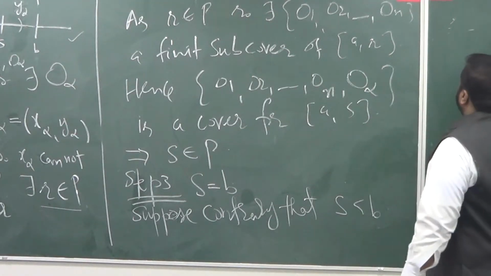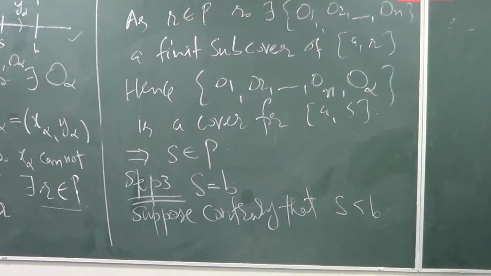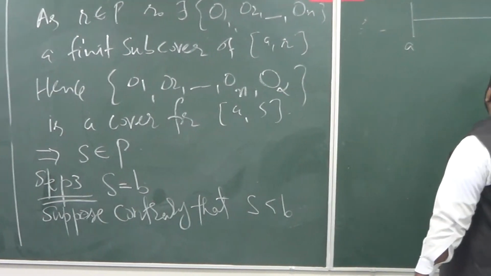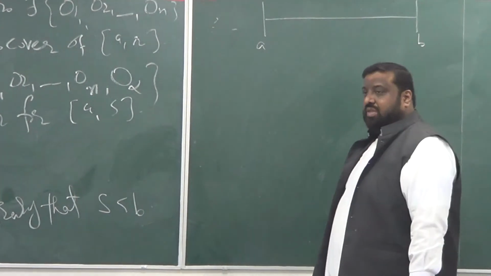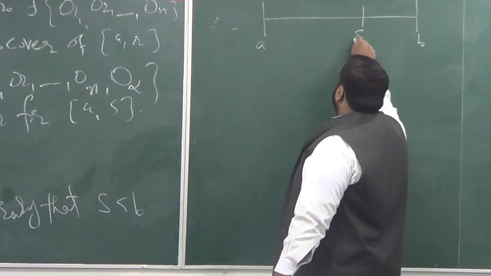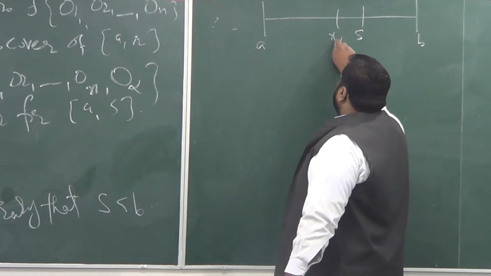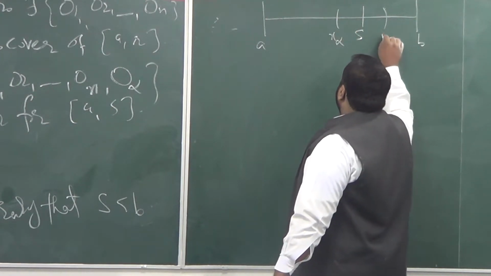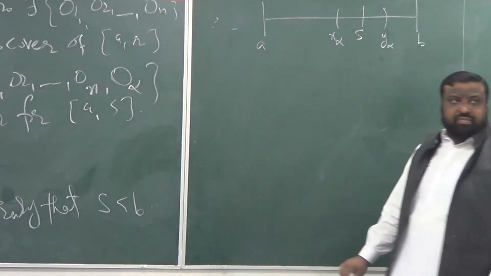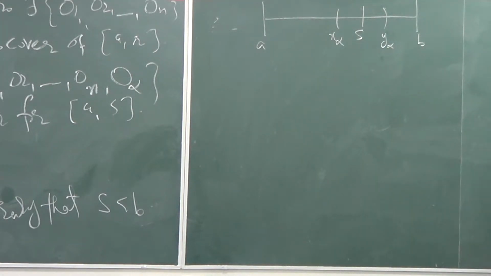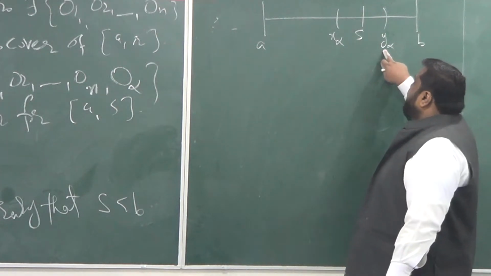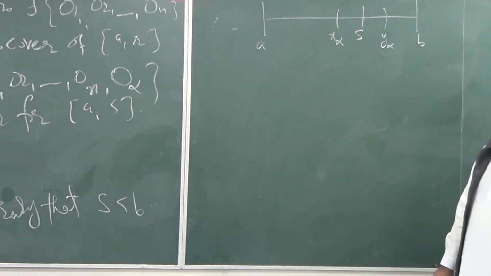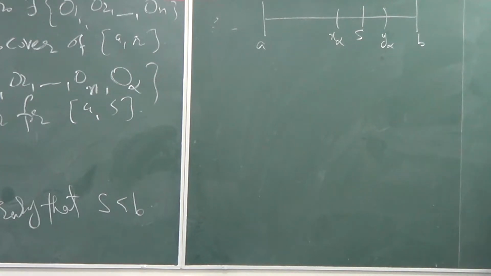I'm going to assume the same picture as the previous one. We haven't lost it. So A is here and B is here. Okay? And S is somewhere here. And this is my X alpha and this is my Y alpha. So this is the picture that I'm taking with me. So S and Y alpha are two numbers. By the way, can I find a third number between these two numbers?